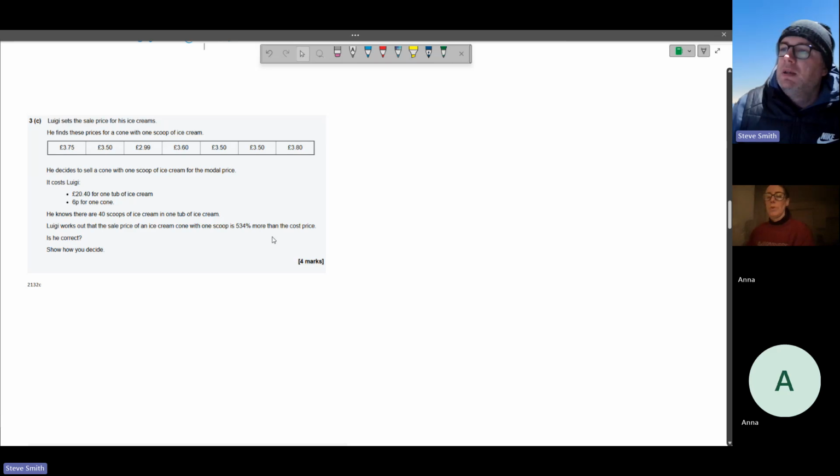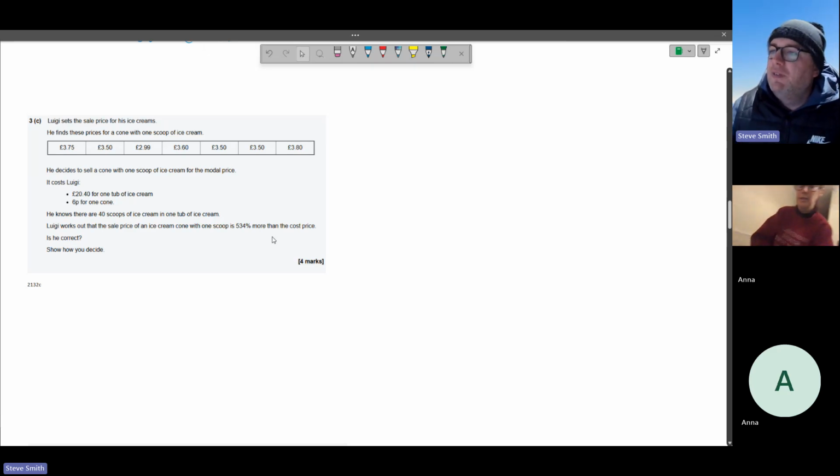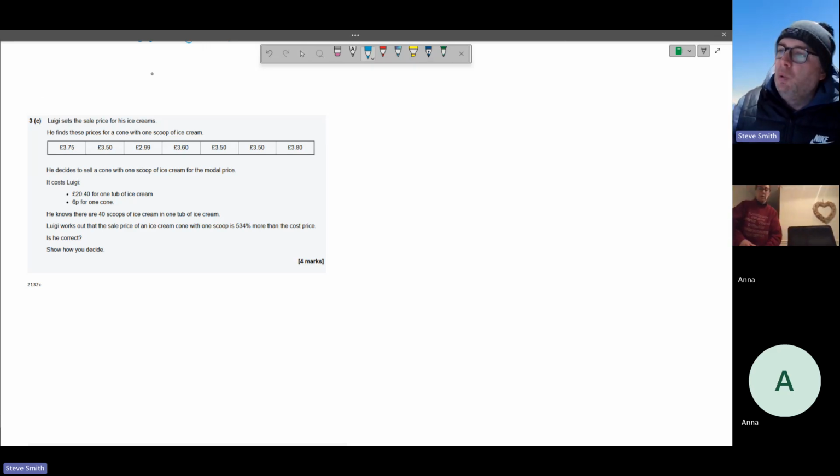Luigi sets the sale price for his ice creams. He finds these prices for a cone with 1 scoop of ice cream. He decides to sell a cone with 1 scoop of ice cream for the modal.